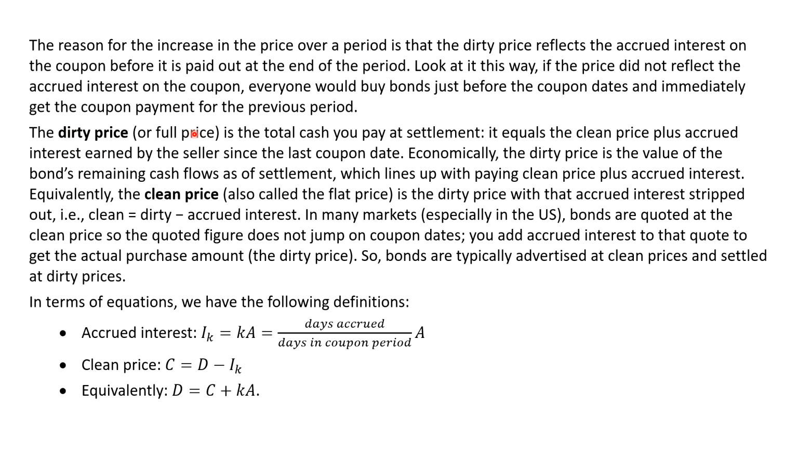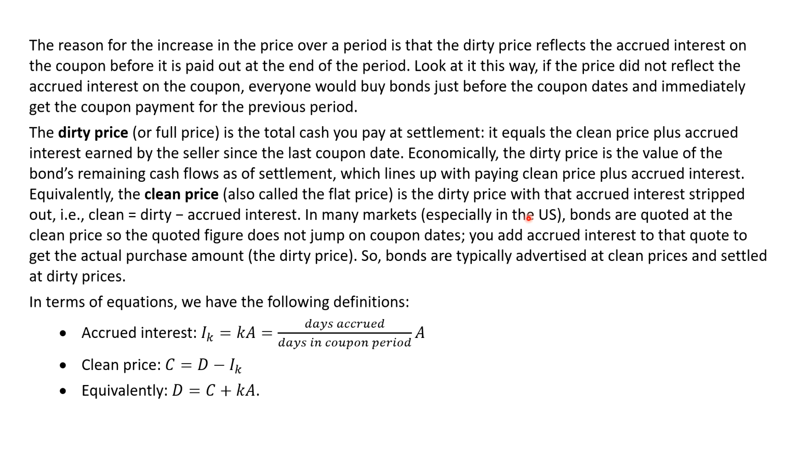The dirty price or full price is the total cash you pay at settlement. It equals the clean price plus accrued interest earned by the seller since the last coupon date, as we saw in our previous slides. Economically, the dirty price is the value of the bond's remaining cash flow as of settlement, which lines up with paying clean price plus accrued interest. Equivalently, the clean price, also called the flat price, is the dirty price with the accrued interest stripped out. So clean equals dirty minus accrued interest.